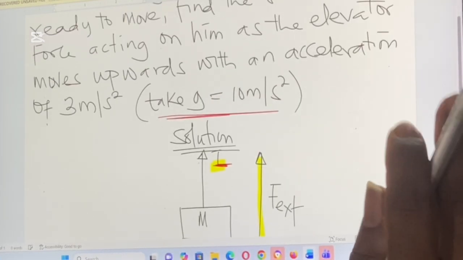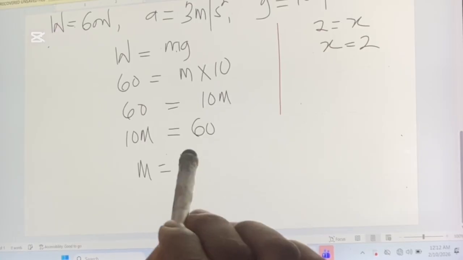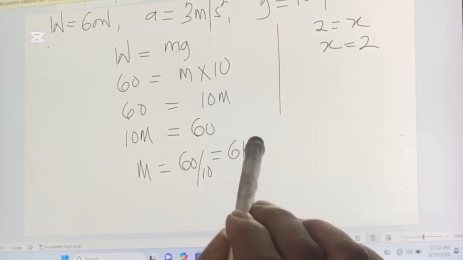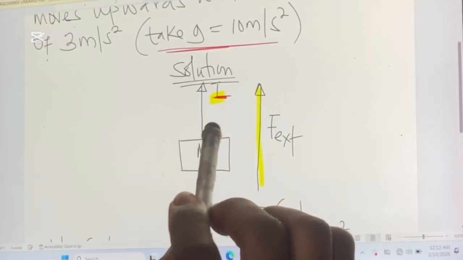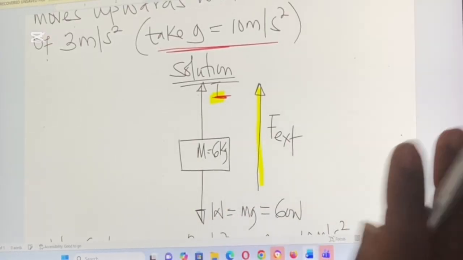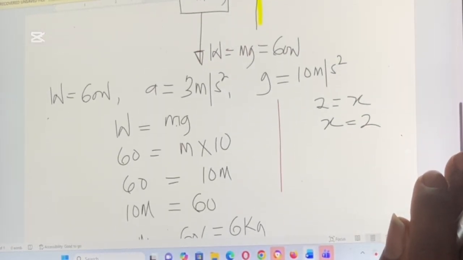So class, let's make m the subject. m will be equal to 60 over 10, which will give us 6 kg. That means the mass here is 6 kg.